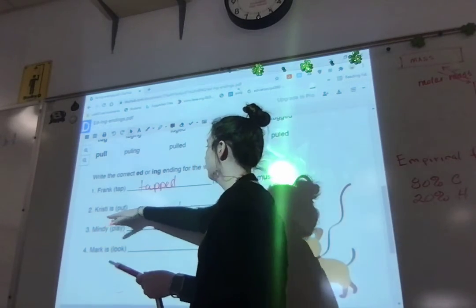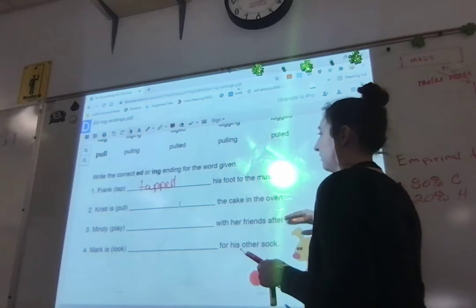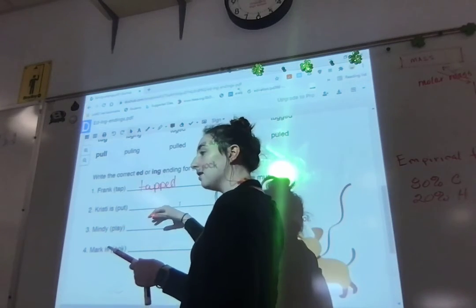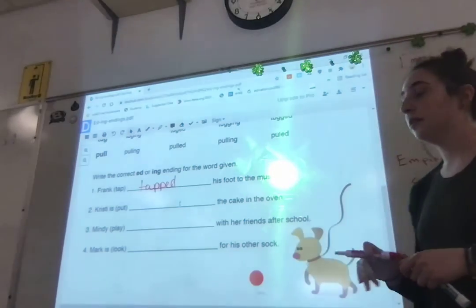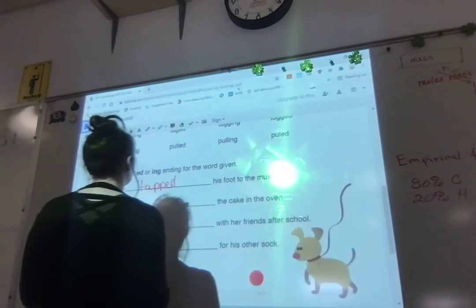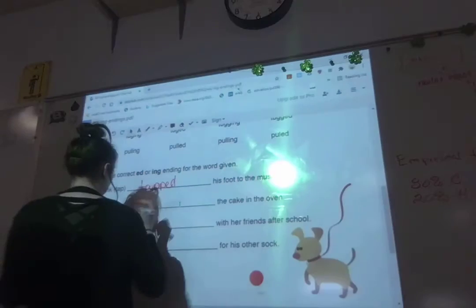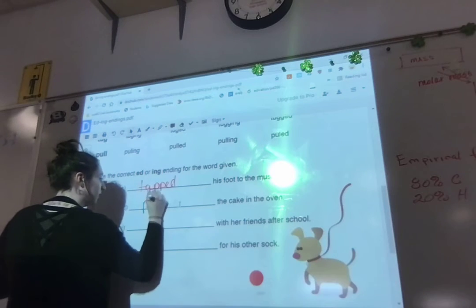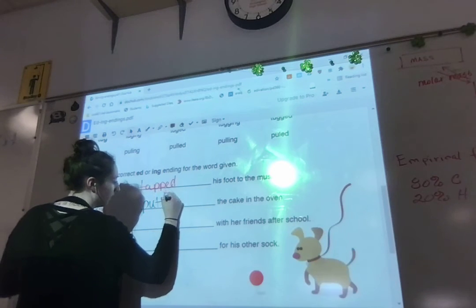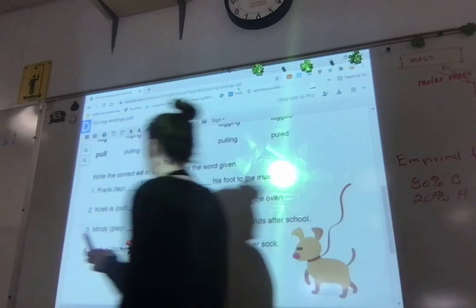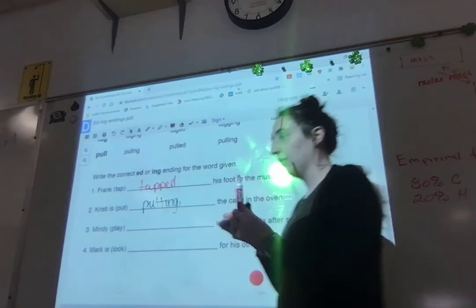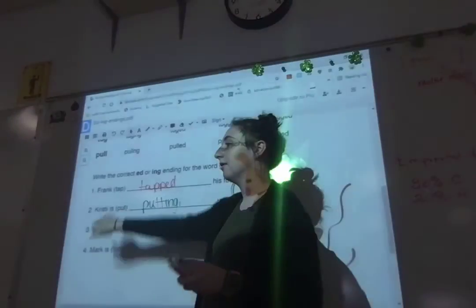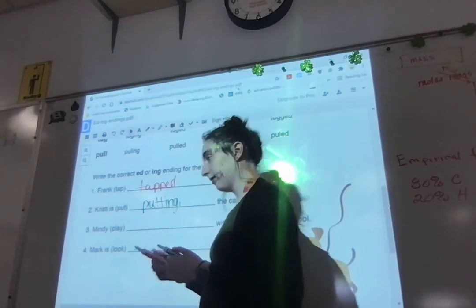So Christy is blank the cake in the oven. Christy is putted the cake in the oven, or Christy is putting the cake in the oven? Putting. So why is it putting? Because it's present. And you would have to take the is out for it to be past. Is putted a word? No. Or is put already past tense? Put is already past. Right.